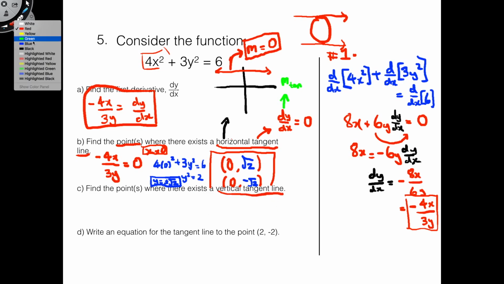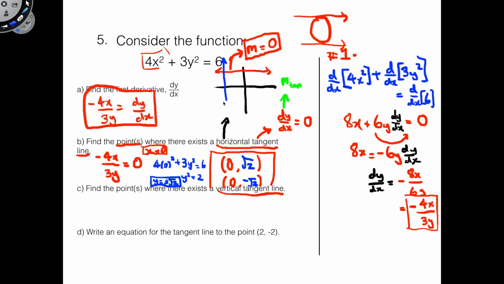Let's talk about that as well. Like the horizontal tangent line, the vertical tangent line also has something interesting to do with the slope. So take a look at that. What do you think is the slope of that vertical line right there?